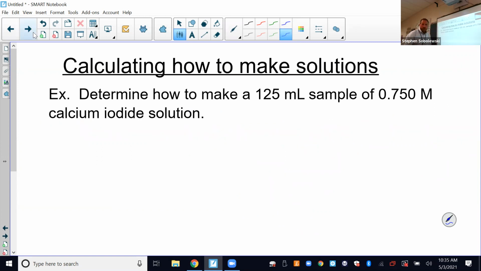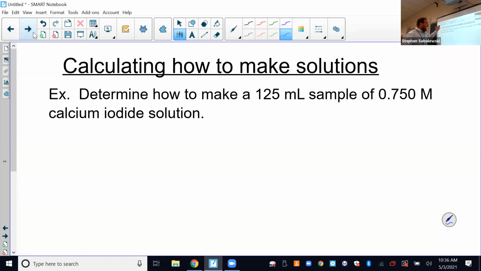The next thing we can do with molarity is calculate how to make solutions, or sometimes we even call them stock solutions. A stock solution is like when you make one master set of solution in a big jug, and then from that you take small samples out of it. That would be like a stock solution. So here's an example. Determine how to make a 125 milliliter sample of 0.750 molar calcium iodide solution.